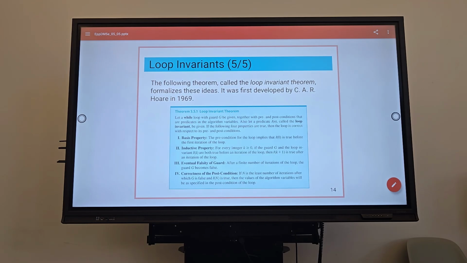Correctness of the post condition. If n is the least number of iterations after which G is false, and I of n is true, then the values of the algorithm variables will be as specified in the post condition of the loop.